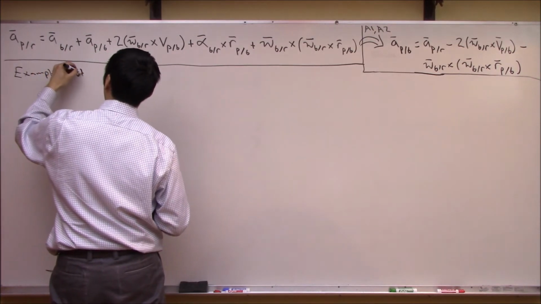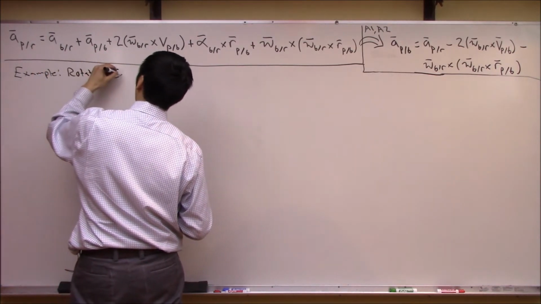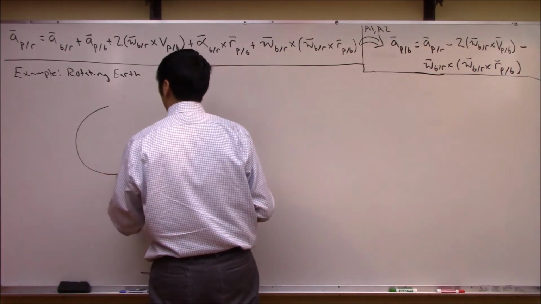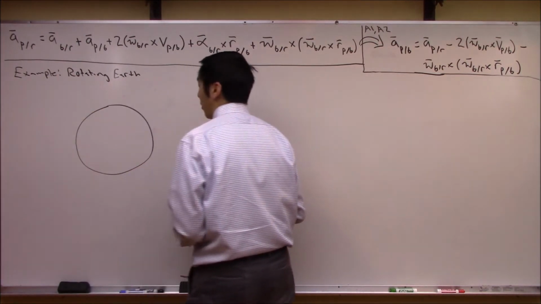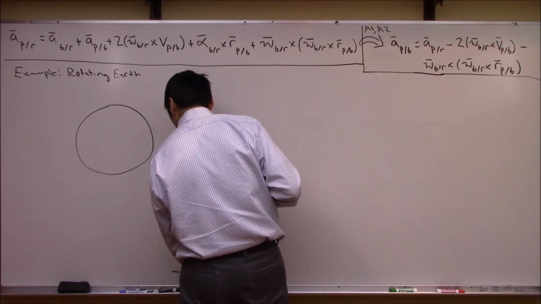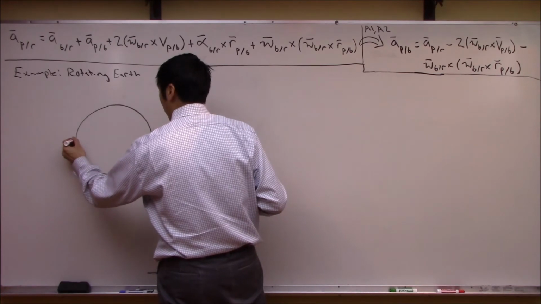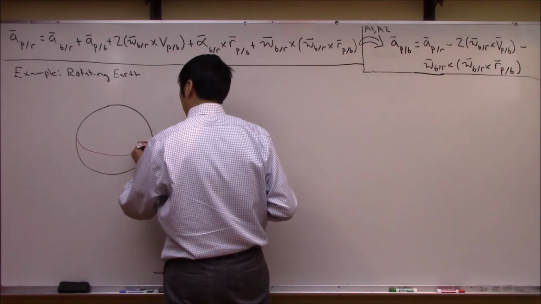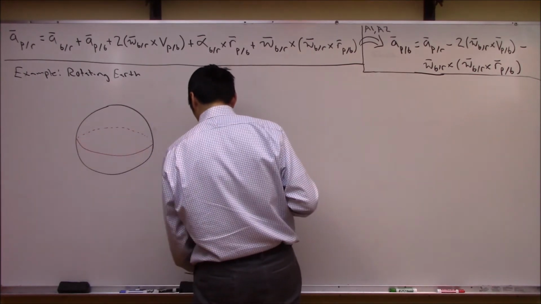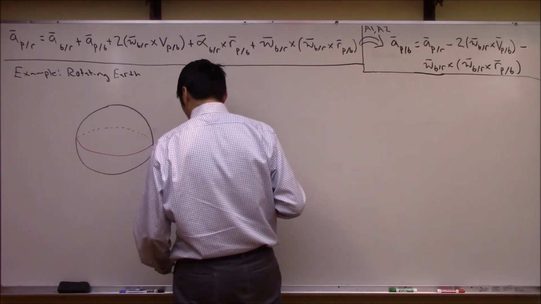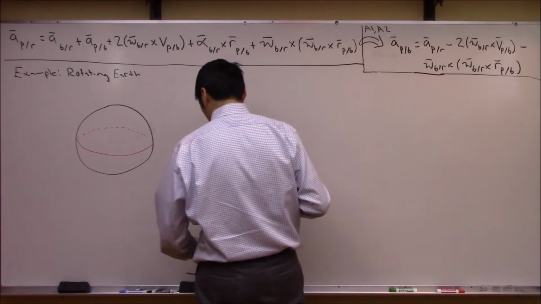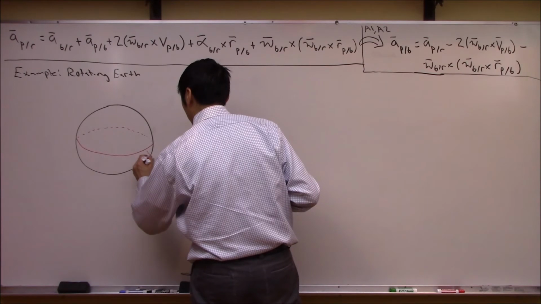So let's look at a rotating Earth. Okay, so let me try to sketch Earth here. Let's assume it's a perfect sphere for this model. You've got the Earth here, and then let's draw the equator in red. And I'll draw a dashed line showing how it comes around the back of this perfect ball. Red here is the equator.